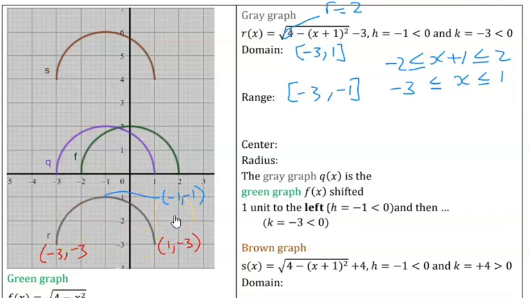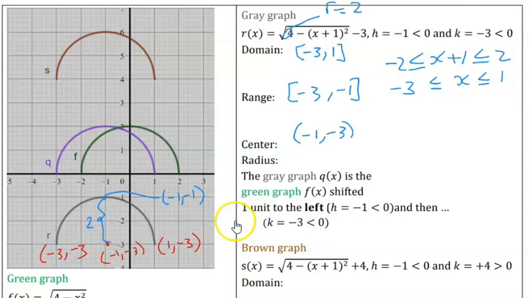So if I now subtract 2 for the radius, then I'll get my center at x = -1, and my y should be exactly the same as this -3. So I will have a center here of (-1, -3). So that is my center.